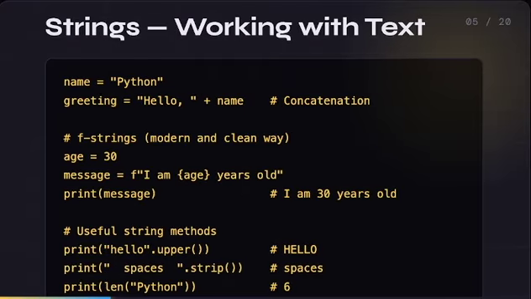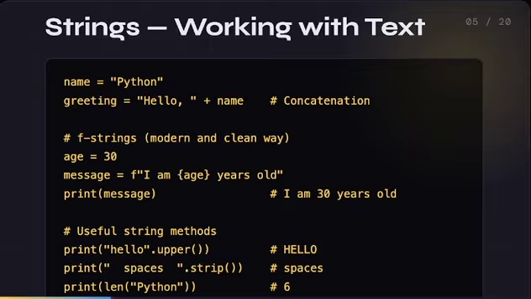Strings are one of the most used data types in Python. You can join strings together using the plus sign. This is called concatenation. But the modern and cleanest way to include variables inside strings is using f-strings. Just put an f before your opening quote, then wrap any variable inside curly braces.